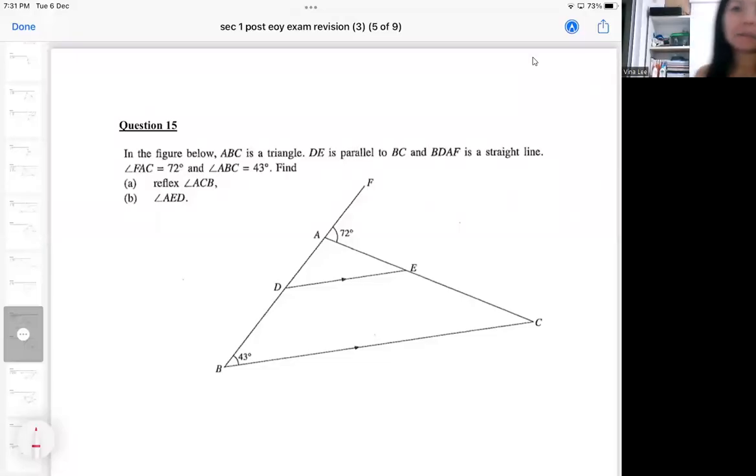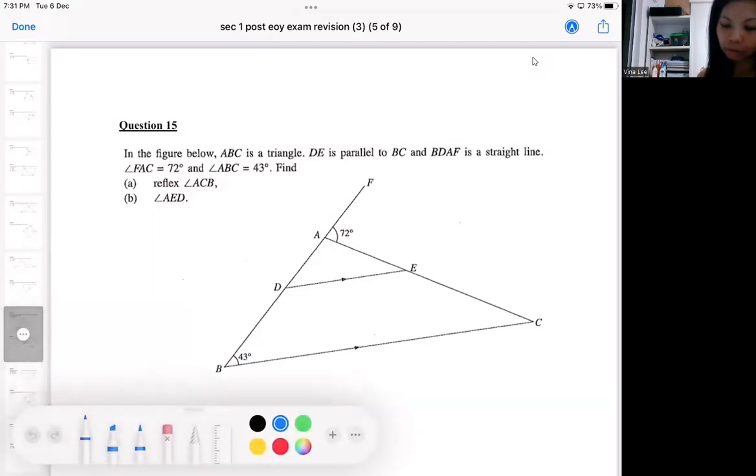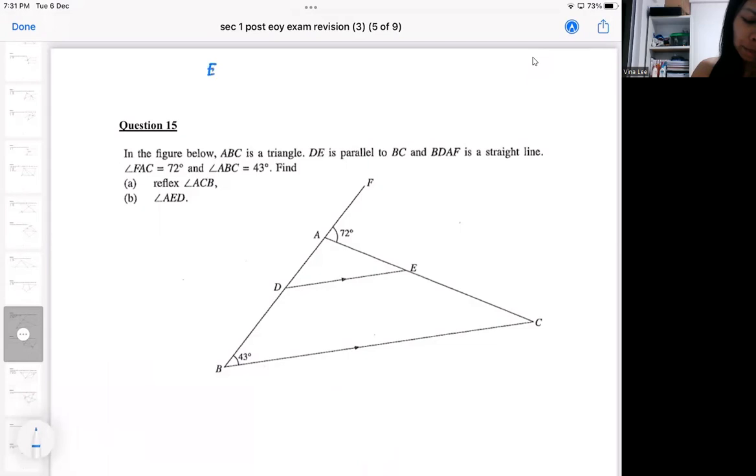Yeah, I'm going to be explaining question 15. Okay, before I explain question 15, I would like to explain the idea of exterior angle of a triangle. So this is a property that you can actually use, exterior angle of triangle.